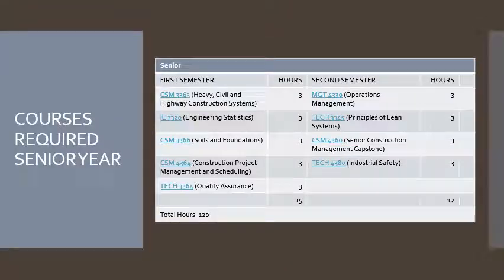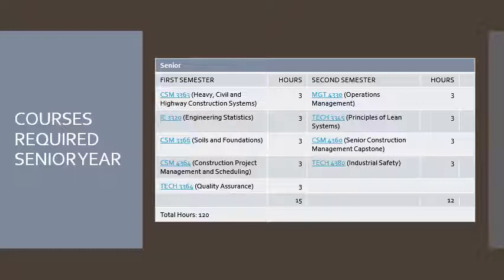The classes you will take your senior year are Heavy Civil and Highway Construction Systems, where you learn all sorts of engineering forms, including how to make roads and bridges. You will take Engineering Statistics, where you learn trends and how to graph them and how to calculate them. You will take the Soil and Foundation class, where you learn how to soil test and what types of soils are effective for building. You will take construction and property management and project management. This is how to deal with running engineering crews and stuff.